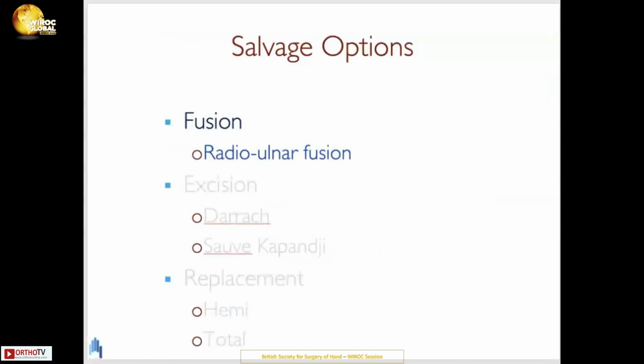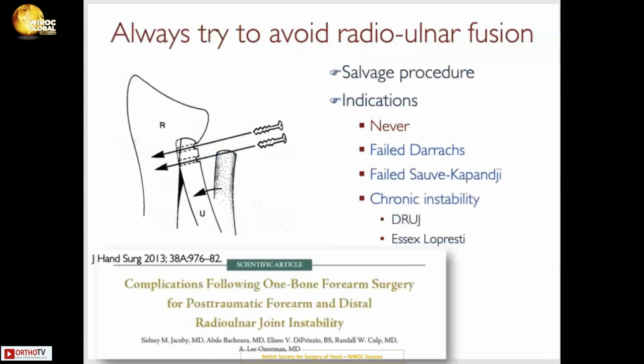Well, we'll look first of all at radioulnar fusion. Or let's not look at radioulnar fusion. This is a dreadful, dreadful operation. Hopefully, you'll never ever have to do it. If you have a failed Darrach that cannot be retrieved, a failed Sauvé-Kapandji, or some chronic instability, then until recently, this was the only ultimate salvage.